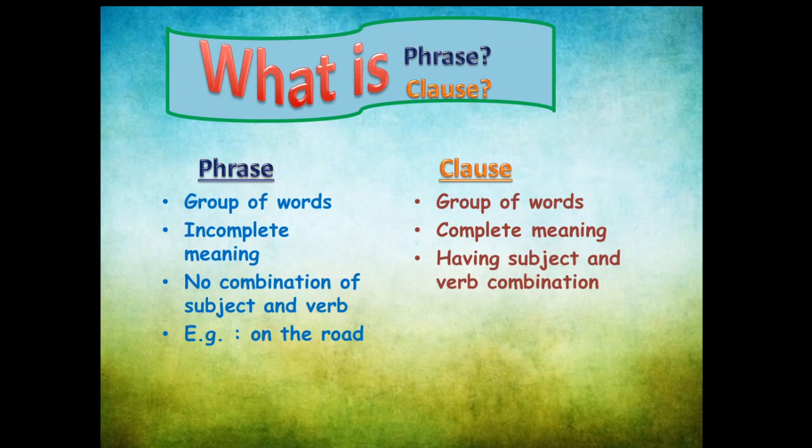So let's have an example of a clause here. Sheila is walking on the road. So as said, it is a group of words with a complete meaning having subject and verb, that is, Sheila is walking. The combination is there in the clause.